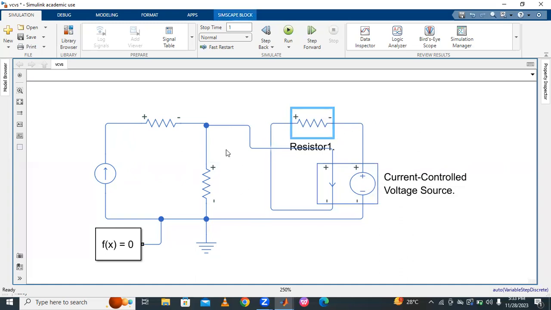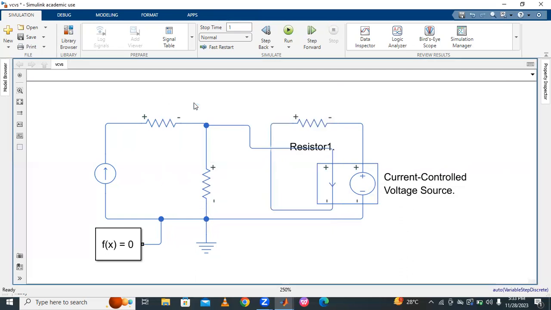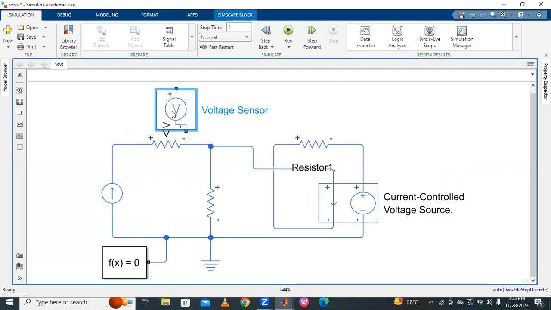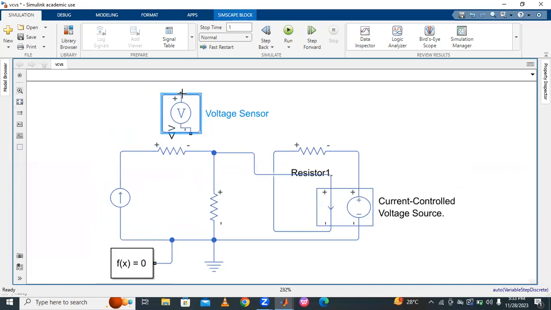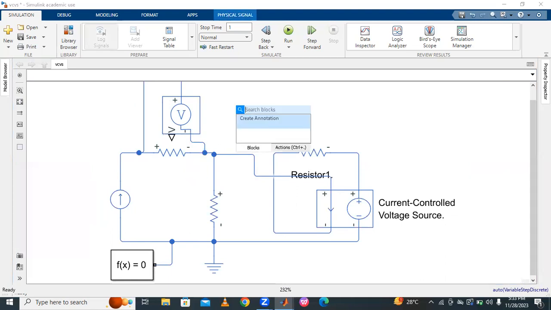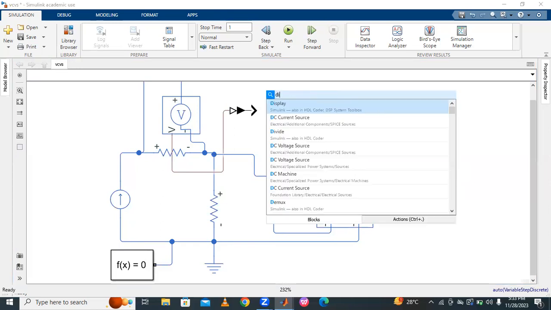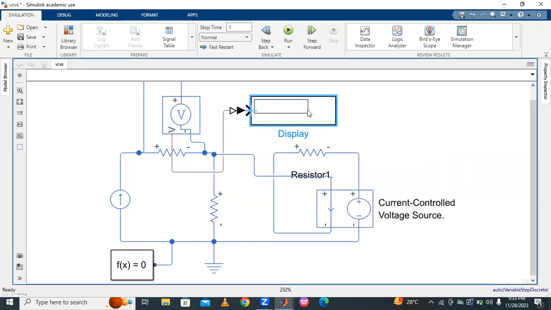Then to measure the voltage across this, same as previous, take one voltage sensor, connect parallel, exactly parallel to this one. Okay, in this way parallel, and connect another terminal here. This is called the voltage sensor. And then one PS Simulink converter, connect it here, and take one display, connect in this way. So this is called the voltage sensor.